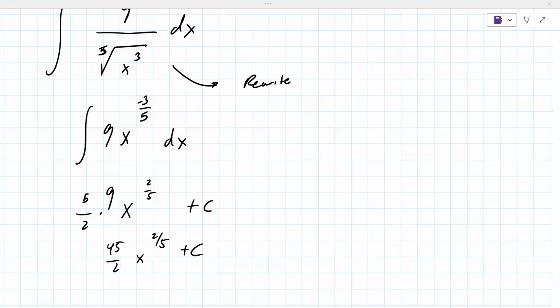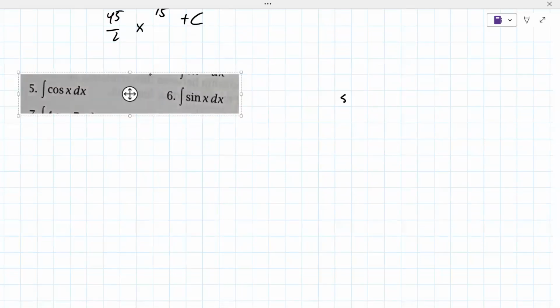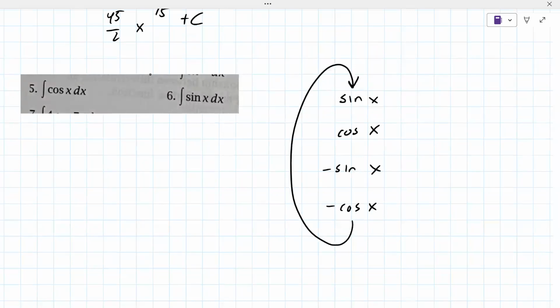So the next ones like 5 and 6 are really good to do, but before we do 5 and 6, we're gonna talk about derivatives. So the derivative of sine of x is cosine of x. Derivative of cosine of x is minus sine x. Derivative of minus sine x is minus cosine x, and the derivative of minus cosine x is back all the way to sine x. Yep. So when you're taking derivatives, you go this direction. When you're doing integrals, you're going the other direction.